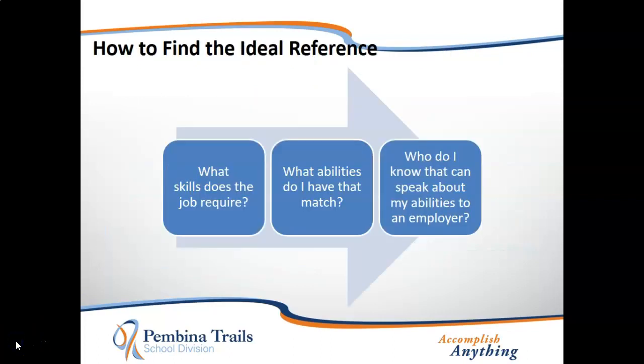One way to think about the selection process of your references would be the following. What skills does the job require that I'm applying for? And what abilities do I have that match that job? And who do I know that can speak about my abilities to an employer? These would be the people that ultimately you might want to consider selecting to act as your references.